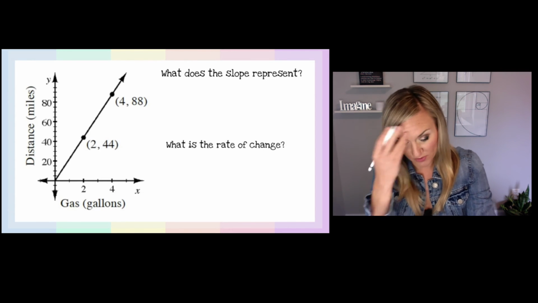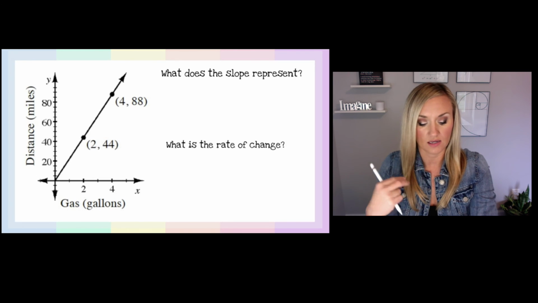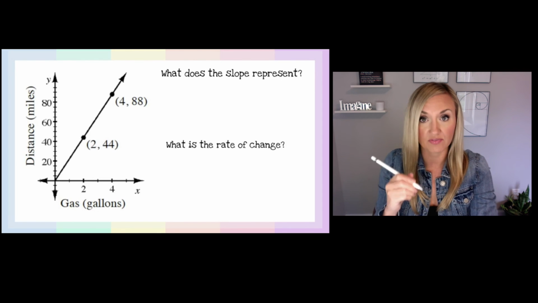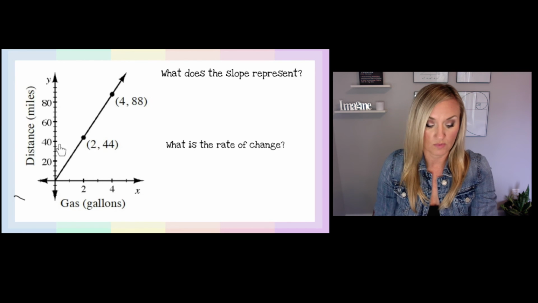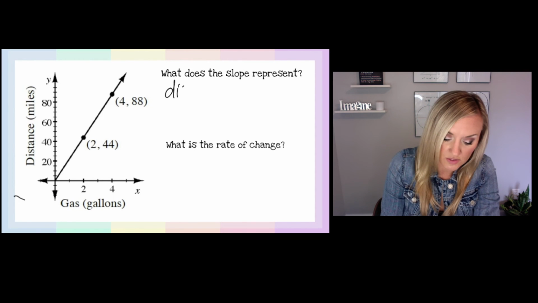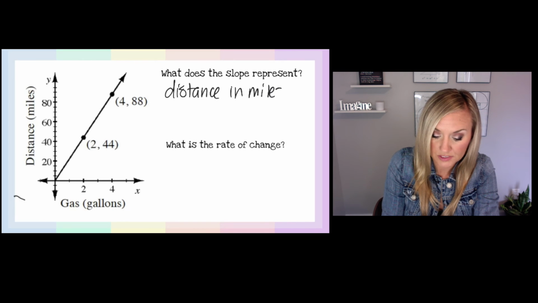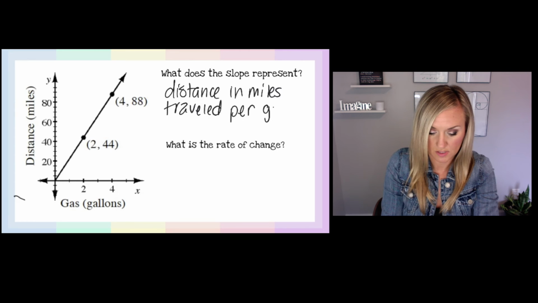All right, so the slope represents, let's see, distance, and then you have gas. So that means that the slope is going to represent the distance traveled on a gallon of gas, right? So we want the distance for every gallon. That's what our slope is. So let's write that out. The distance in miles traveled per gallon.